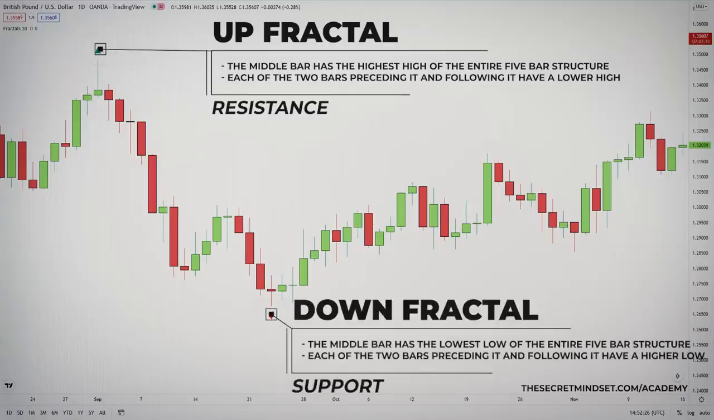When you look at the middle bar within a down fractal, you can see that this has the lowest low of the entire 5 bar structure, and that each of the 2 bars immediately before and after it have a higher low. This creates a level of support in the market and an expectation for price to move higher until the next up fractal forms in the price action.